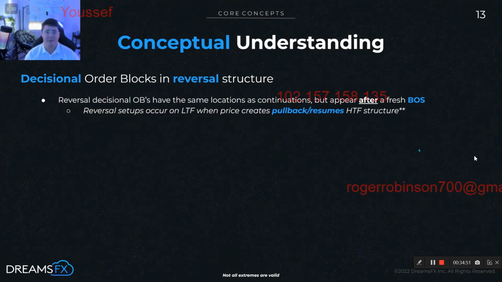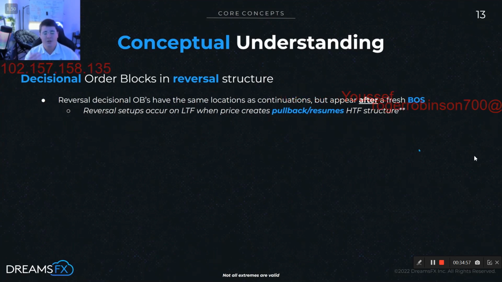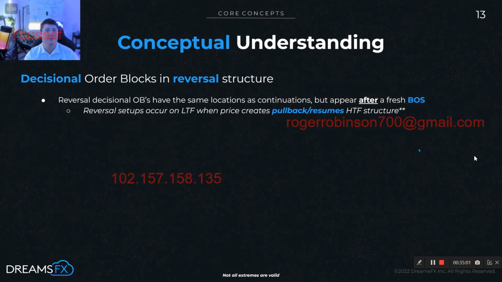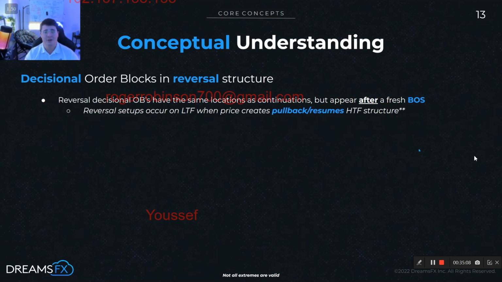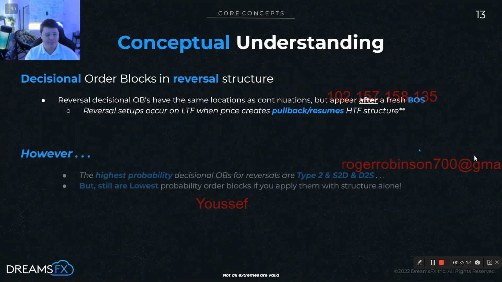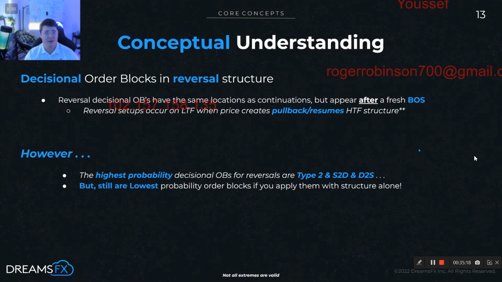Locations are the same, but we always need to keep in mind that reversal setups, whenever you see a BOS, occur on a lower time frame because it's the result when price is trying to create a pullback or to resume the higher time frame structure. If you're bearish on the higher time frame and you see a BOS on the internal trend and price starts to develop bullish structure on a 5-minute within a 1-hour sell range, just know that's a pullback for price to then resume structure once it breaks structure on that 5-minute again to resume the 1-hour trend. So it's always important to know that reversal trading is always going to be much riskier, and just stay in the direction of the trend. However, the highest probability decisional order blocks for reversals are the type 2 and another type of order block that we call S2D and D2S order blocks.